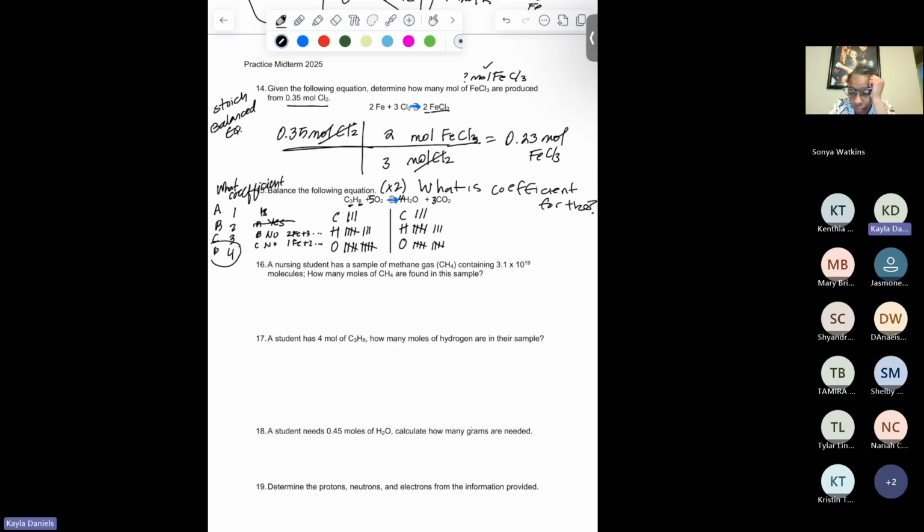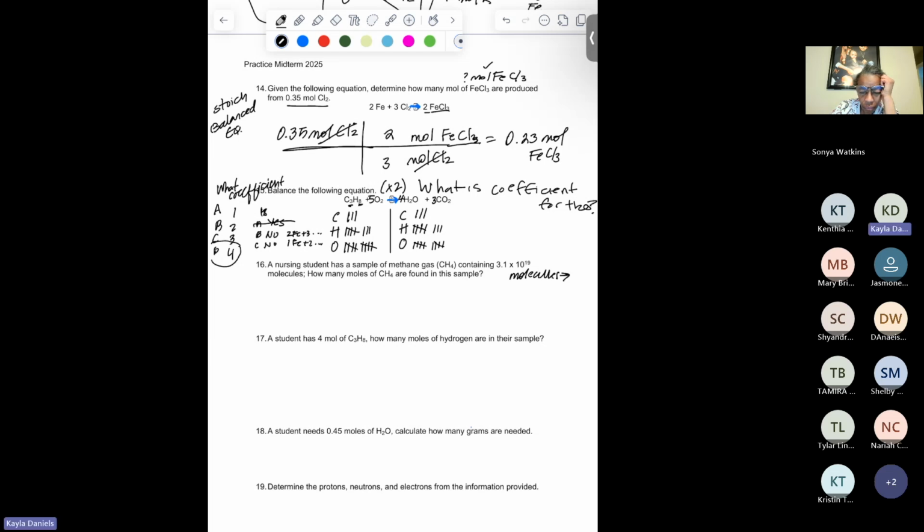Okay, 16. A nursing student has a sample of methane gas. So she has a fart, I guess. She or he has a fart. Containing 3.1 times 10 to the 19 molecules. How many moles are in this sample? Whew, this takes us back. This might even be from lecture 1, or maybe it's still lecture 2.